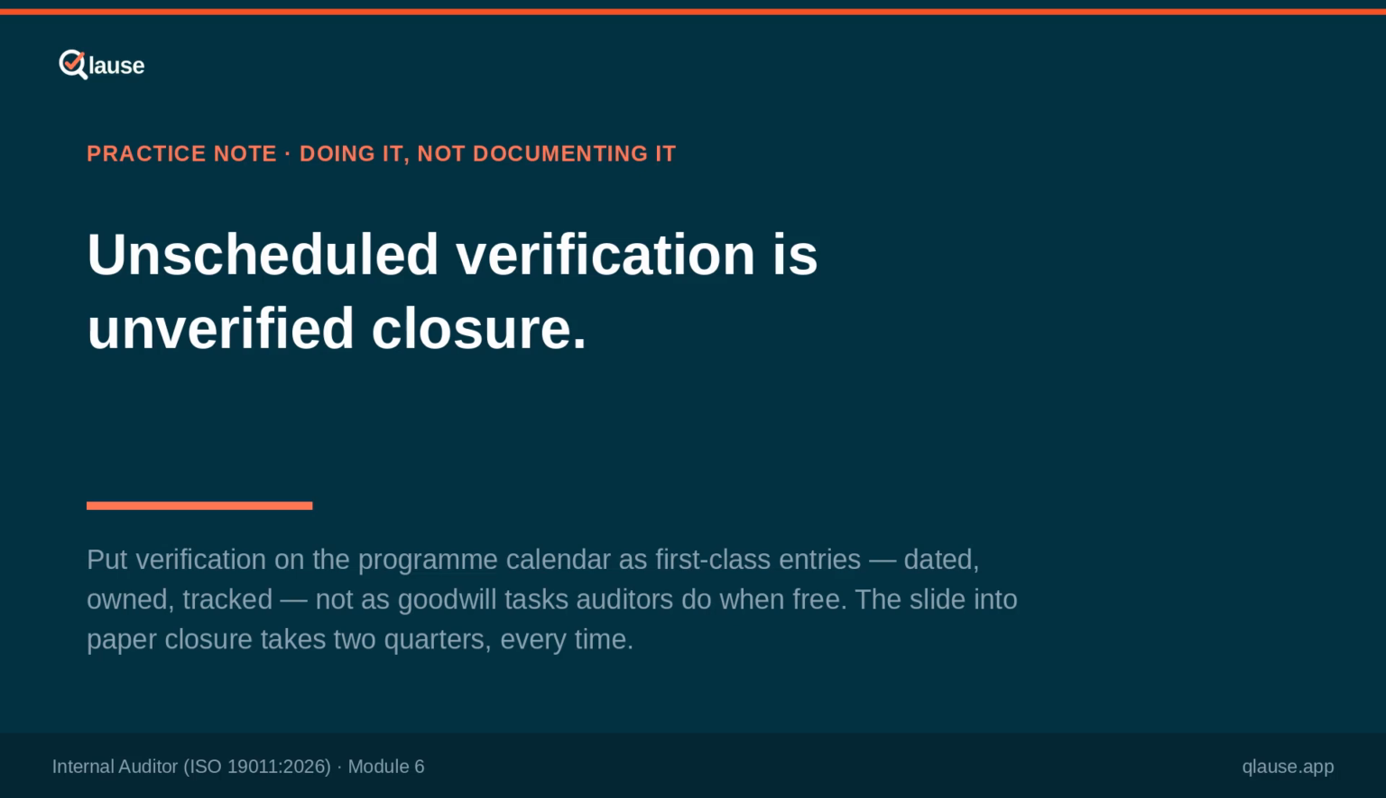The practice note, and it is a scheduling habit, not a writing one. Put verification on the audit program calendar as first-class entries, dated, owned, tracked, not as goodwill tasks auditors get to when they are free. Because the pattern is utterly reliable: unscheduled verification becomes unverified closure within 2 quarters, every time.